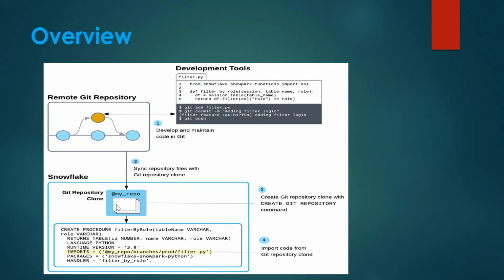we're going to clone this Git repo into Snowflake. Then we're going to sync all the files into a particular Snowflake clone repository. And after that, we will be performing these operations.